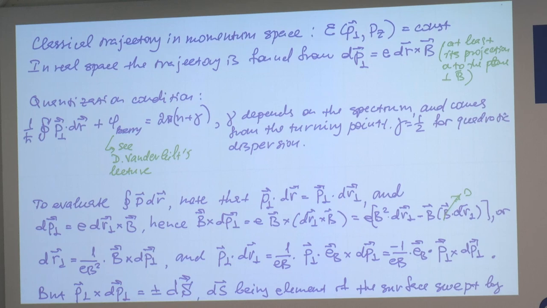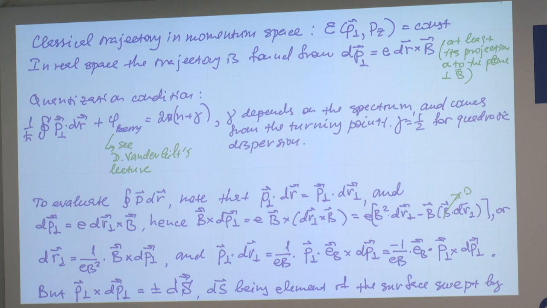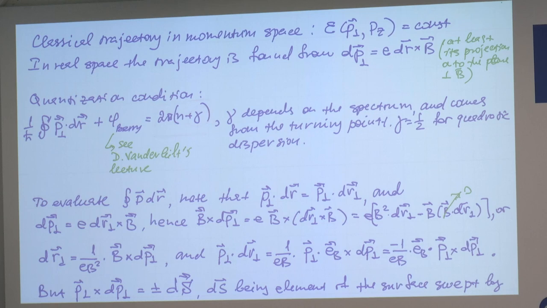what is the quantization condition? The quantization condition, as put down by Lifshitz and Onsager, would be just to calculate the classical action for the particle divided by h bar and equate it to 2 pi n plus this famous gamma. Gamma depends very much on the spectrum of the system, but it's 1/2 for an almost parabolic or spherically symmetric spectrum. This gamma comes basically from the turning point on the trajectory. You've seen this 1/2 in quantum mechanics when you did semi-classical quantization.